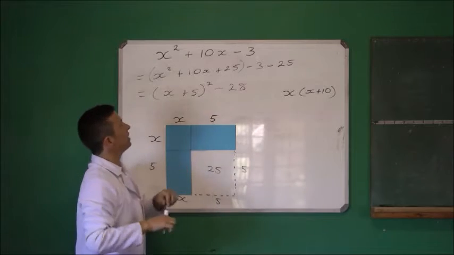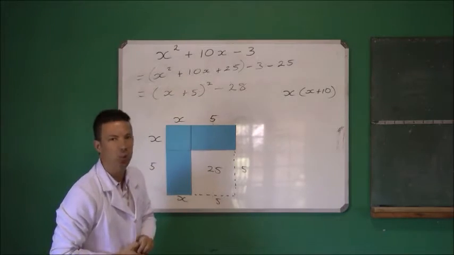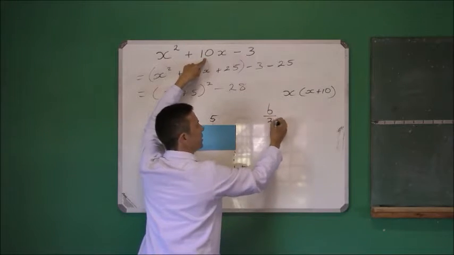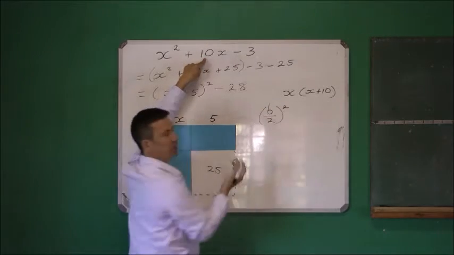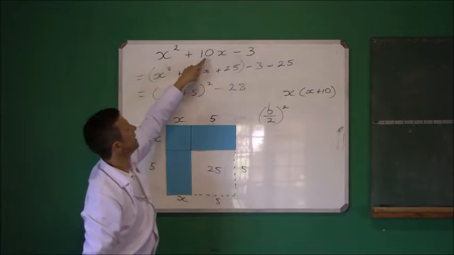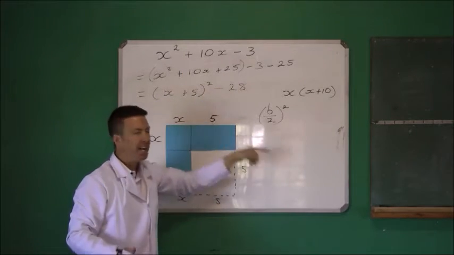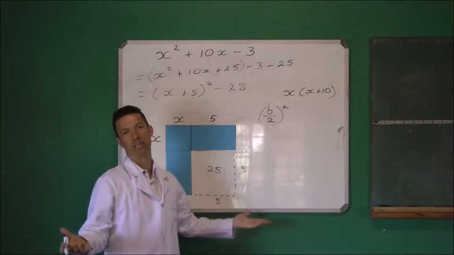And there we go. That is why when you are completing the square, you take your b value, you divide it by 2, and then you square it, which is exactly what we did here. We said 10 divided by 2 is 5, square it is 25. And that is where this method comes from to complete the square.